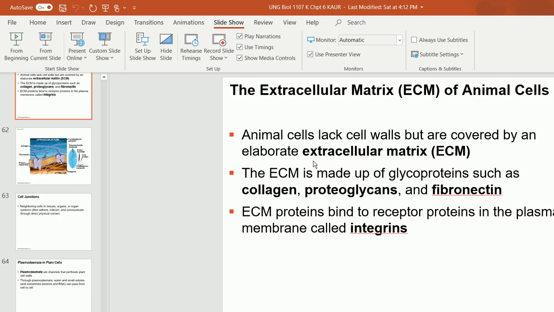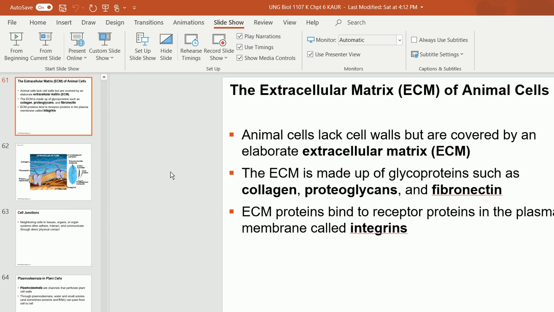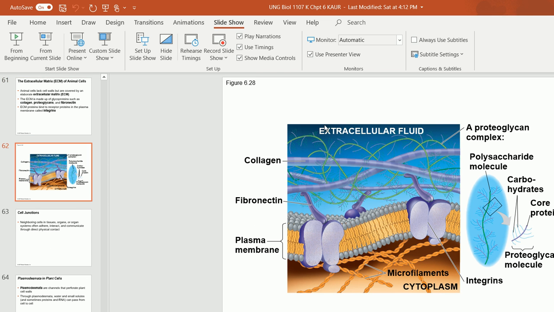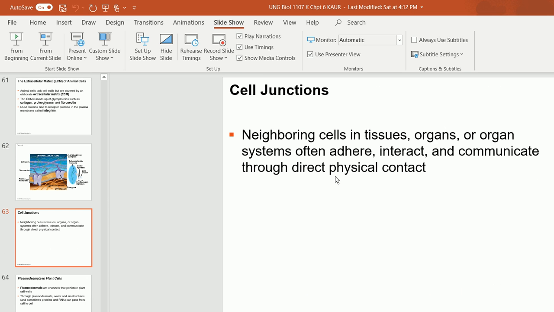Okay, going back, we were here. ECM proteins bind to receptor proteins in the plasma membrane called integrins. So these are all ECM proteins, collagen, fibronectin, and proteoglycans, and they interact with these integrin proteins. These are the receptors.